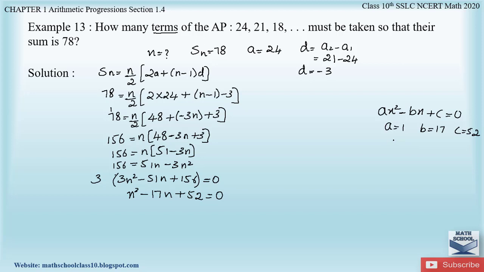Then we have to find out the sum. So sum should be the b value, that is 17, and the product of the coefficients which we get should be 52. So we have to factorize 52 in such a way that its product should be 52 and the sum should be 17. So we have to find the two coefficients.